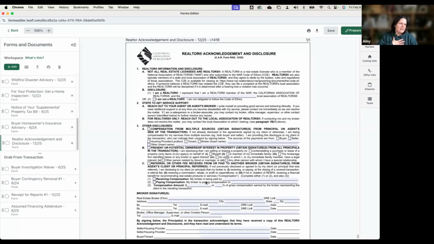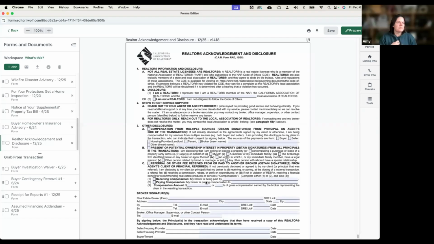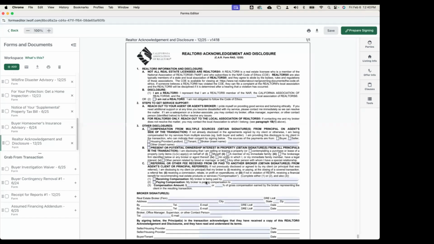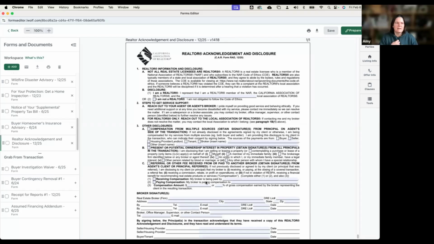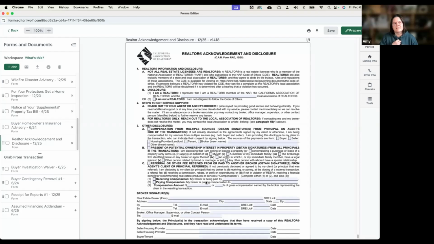Kara, you're on today. Are we requiring this for our Zillow transactions and such? Which one is it? The RAD form, the Realtor Acknowledgement and Disclosure of the referral fee. I believe we are. Not for Zillow, not considering that Zillow is like a referral that we're paying Zillow. Is that what you're talking about? Yeah, that's what I'm asking.